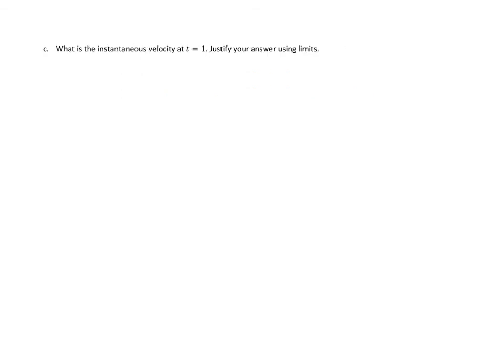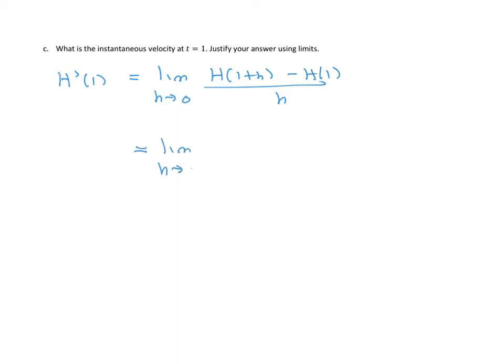And the final part for this problem is, well, what is the instantaneous velocity at t is equal to 1? So for this problem, that is h prime of 1, which is the limit as h goes to 0 of h of 1 plus h minus h of 1 all over h. But we actually just computed this limit in part B, and we figured out that the whole thing is equal to negative h. And the limit as h approaches 0 of negative h is actually just 0. You can put 0 in place of this h. So this is how fast the object is traveling in feet per second at this very moment.